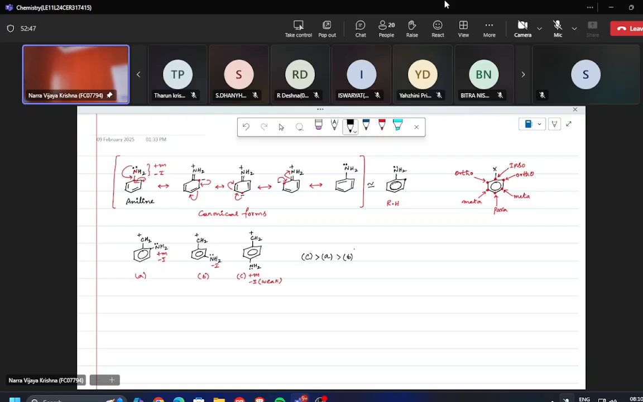Are you students able to understand or not? Any questions in it? Stability order. Right? Now I am giving one more example.